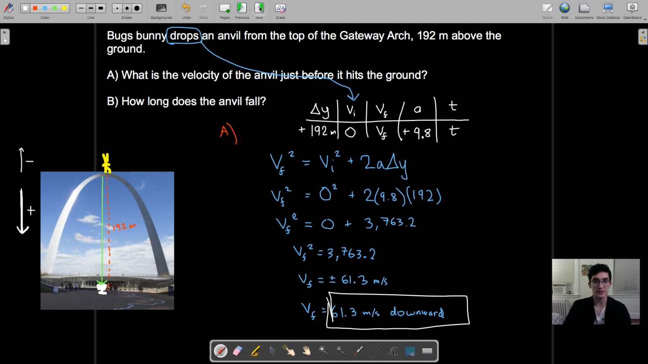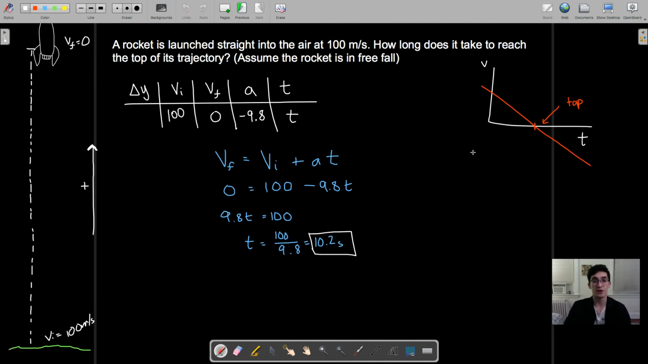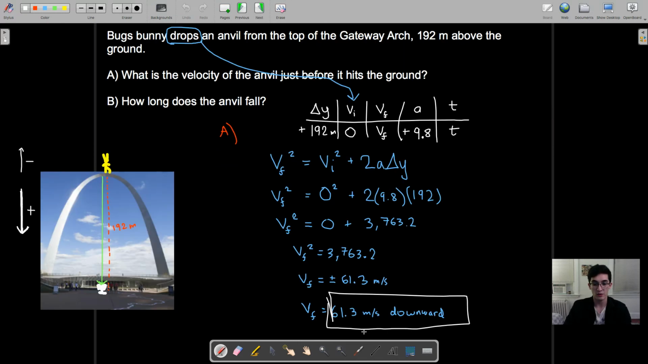So I'll leave that up to you on your own. Go ahead and try it as a practice problem maybe. But basically, algebraically, you could do it the same as this. You could plug in your final velocity, which is 61.3. You could plug in your initial velocity, you could plug in your acceleration, and you would be able to solve for time.